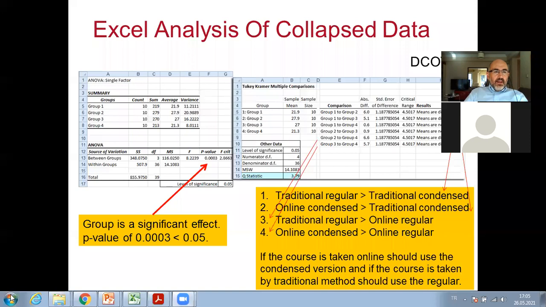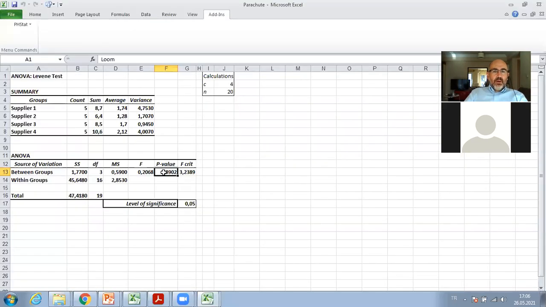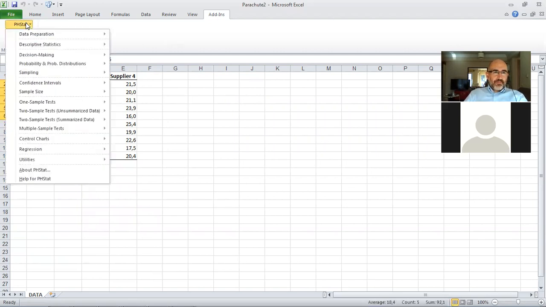So let me share the screen and we'll get to parachute2 this time. Okay, so you see the organization of the data now. We have the suppliers, 4 suppliers. That's factor B, and we have factor A, the type of loom being used in the weaving process. Okay, and we have 5 observations each, so a total of 8 cells again, experimental conditions, and 5 observations each.